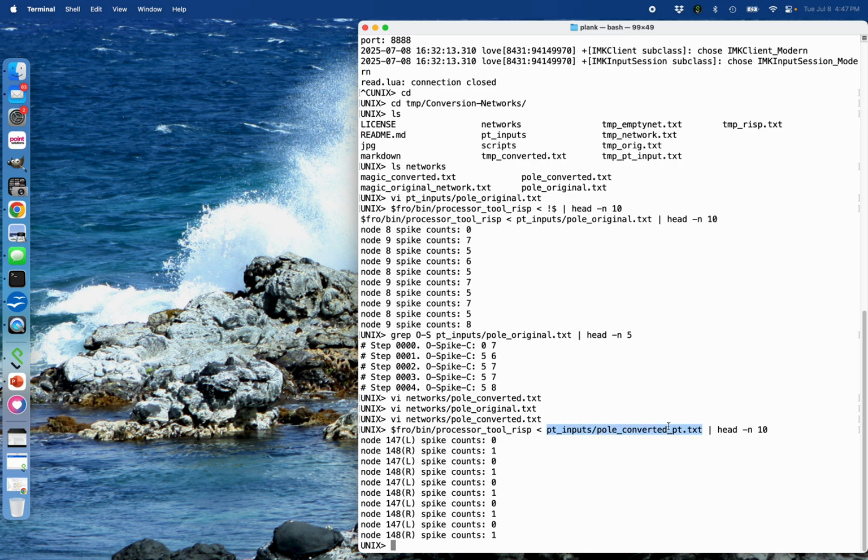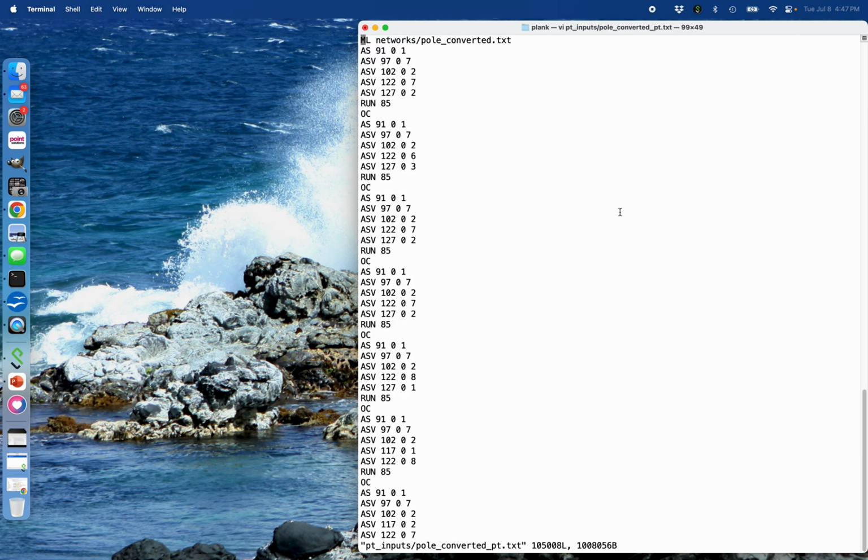Also, here, let's just look at the input. You'll notice the spike counts have been converted into values that get applied to the new neurons. And the run calls, instead of splitting the runs into 3 different run calls, there's just one big run call that runs for the sum of those times, for 85.